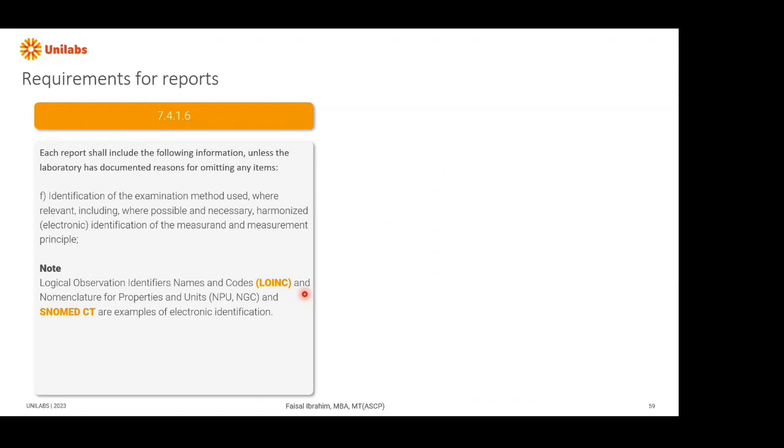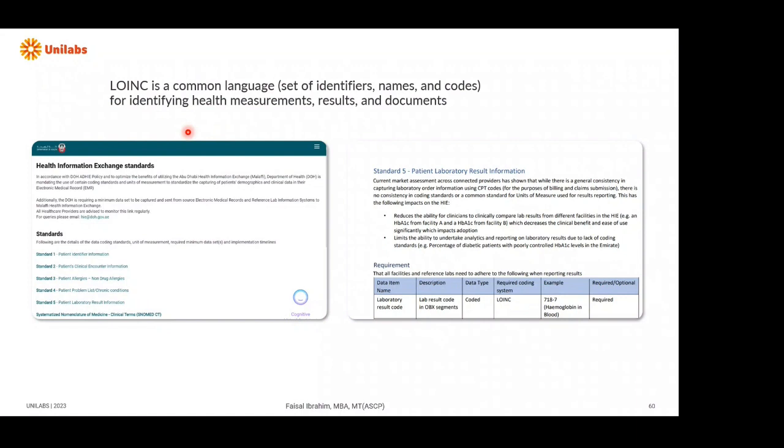Requirements for reports have also changed a little bit. 7.4.1.6, report attributes. Now the ISO is pushing for the use of LOINC codes. So LOINC is a common language, a set of identifiers, names, and codes for identifying health measurement results and documents. Basically, every test will have a way to write the name and a code or a number, and that usually helps with trending patient results.